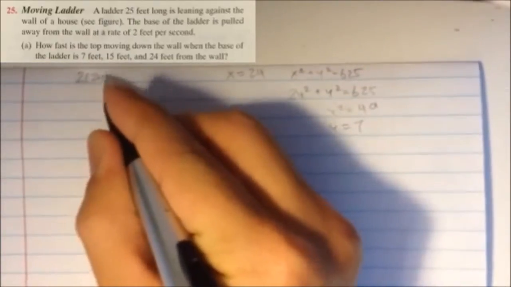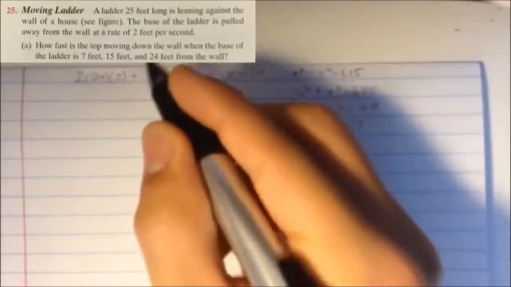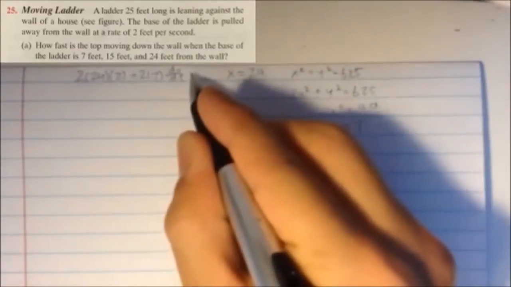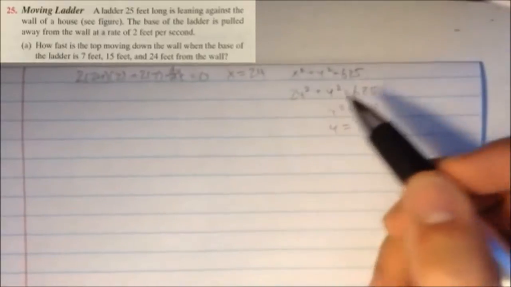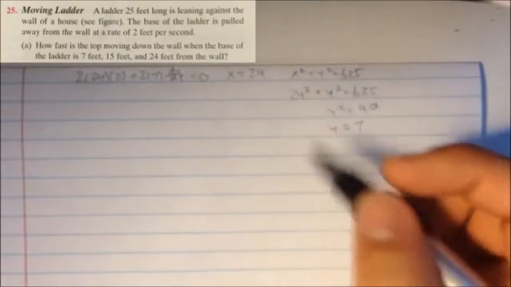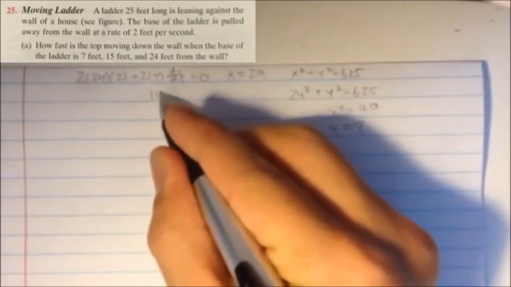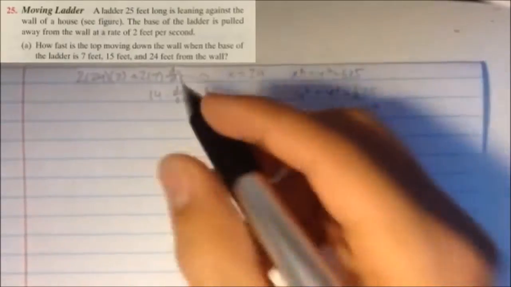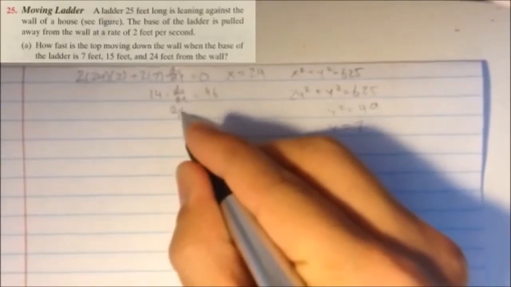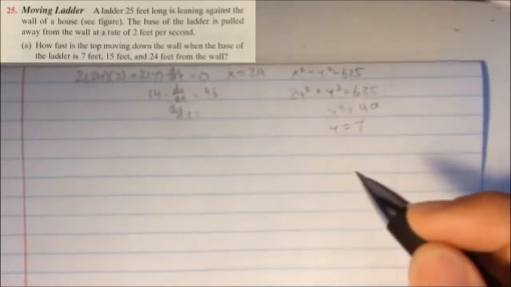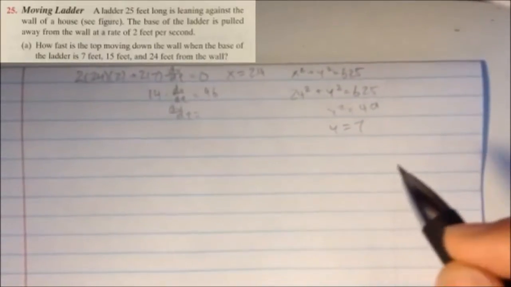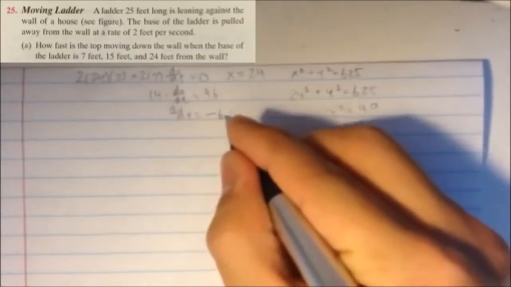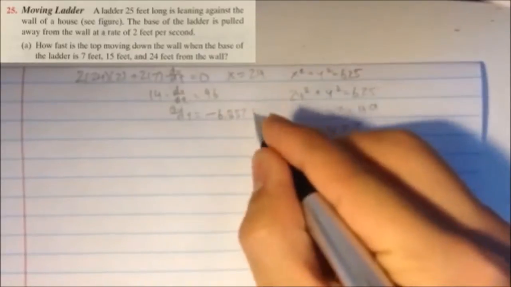Okay, so then, yeah, it's the same process as the other two base lengths. 2 times 24 times 2 plus 2 times 7 times dy/dt equals 0, because when x is 24, y is 7. And then solve for the rate of y using basic arithmetic, and the rate at which the ladder is going down the wall, when the base length is 24 feet, is 6.857 feet per second.